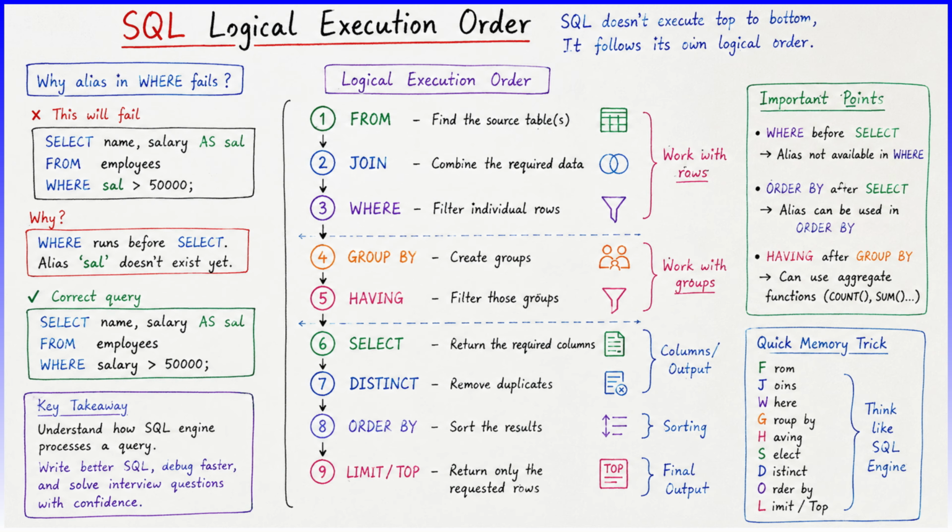And this should be one of the interview questions as well, asking why it did not work in the where clause, but it worked in the order by clause. The reason is, by the time SQL executes order by, it would have created the alias names for the salary column. And next, and last, we have the limit or top. Finally, SQL returns only the requested number of rows.